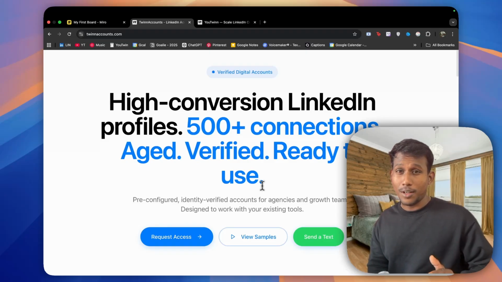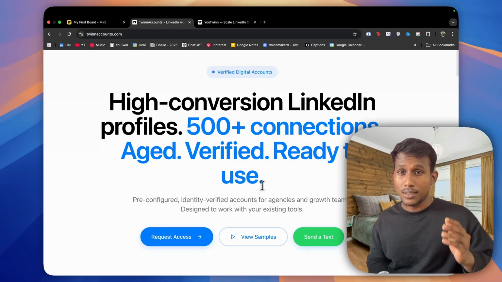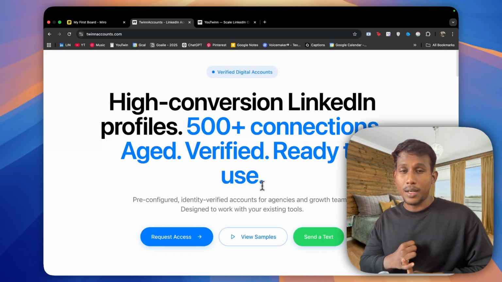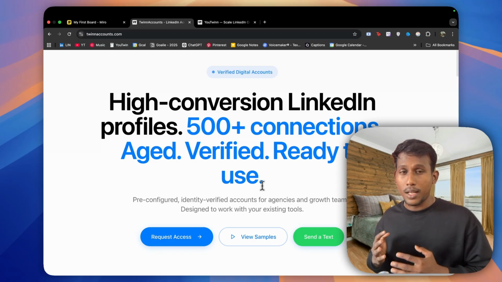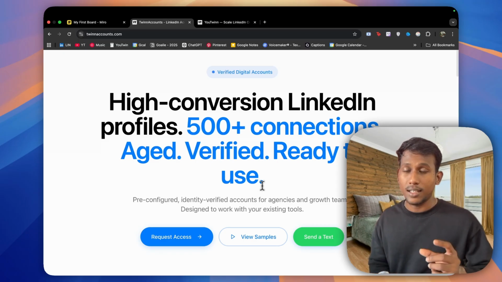Hey guys, if you're into LinkedIn outreach and you've probably searched how to bypass the LinkedIn connection limit, or how to reach out to more people on LinkedIn, or just researched LinkedIn outbound, there's a probability that you must have heard of something called LinkedIn account renting.